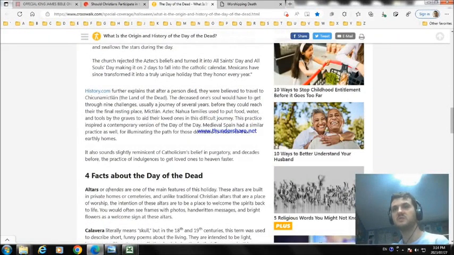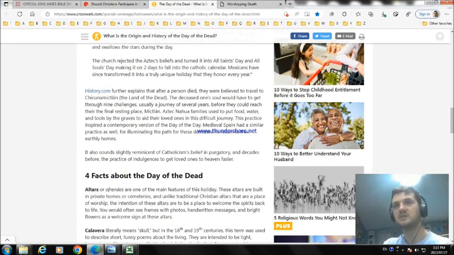Okay, History.com further explains that when a person died, they were believed to travel to Tenochtitlan, the land of the dead. The soul of the deceased had to get through nine challenges, a journey of several years, before reaching the resting place. Aztec families would leave food, water, and tools to aid their loved ones on this difficult journey.